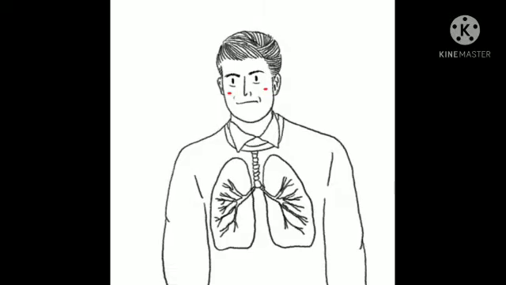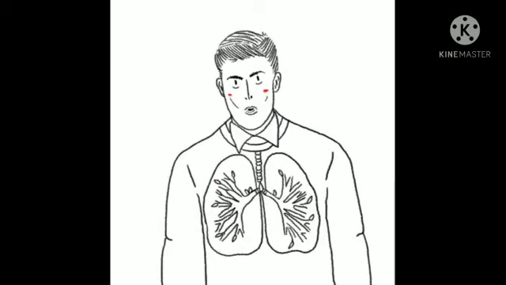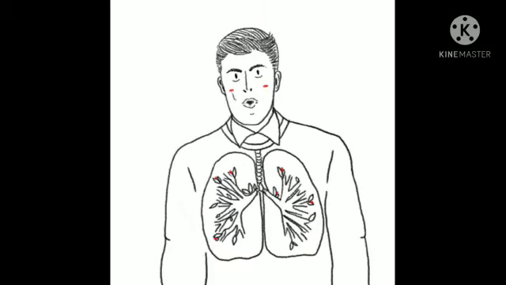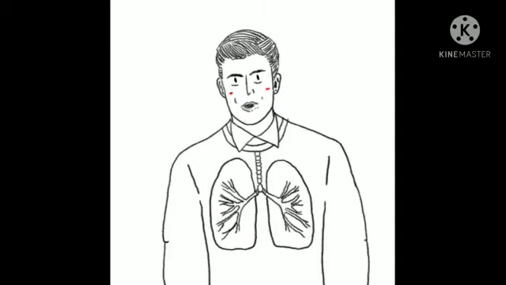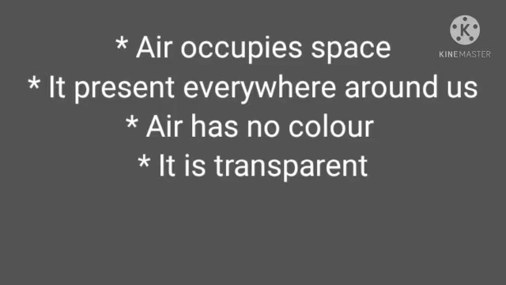And also we know that all living things need air to breathe. So from this we can conclude that air occupies space. It is present everywhere around us. Air has no color. It is transparent.